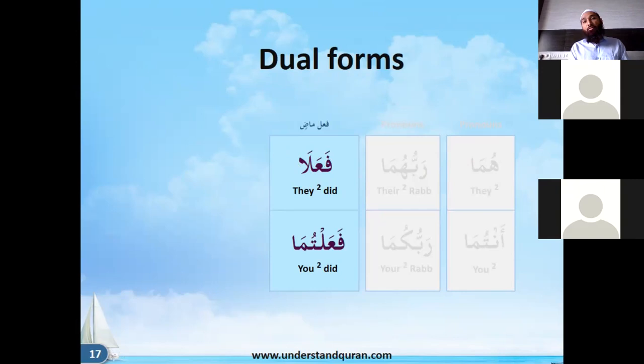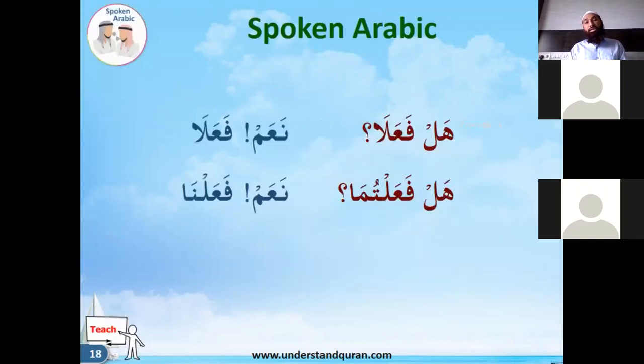The past tense, whatever verb is there, it will remain the same. Abada, abada. That way, right? So just add an additional alif for the third person, and for the second person, it will be tuma instead of tum. Right? So we'll take some spoken Arabic.